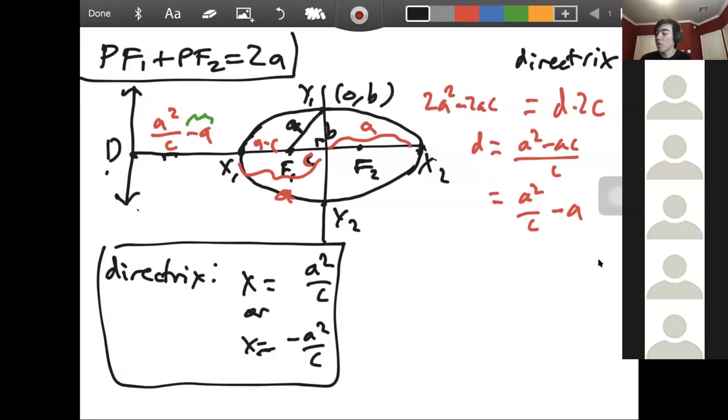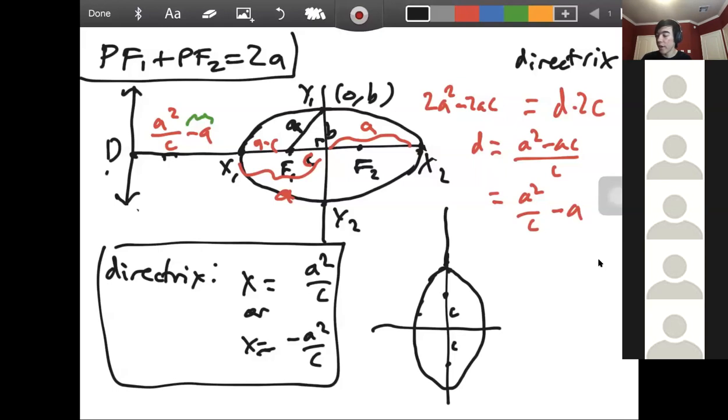The only important condition to note is that if the height is actually longer than the width, then your a will be in the vertical direction. Sorry, your c will be in the vertical direction. Yeah, and your a. So you'll have (0, a) and (b, 0). And then your directrix will be y equals a squared over c instead. So just take into account that when it's taller than it's wide, you flip all the x and y stuff.